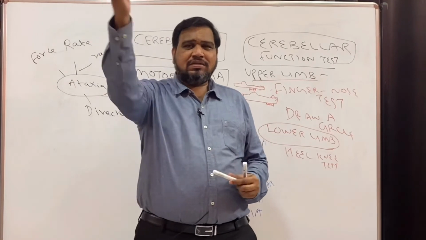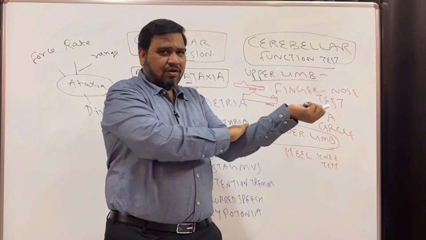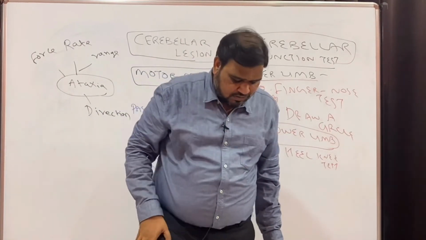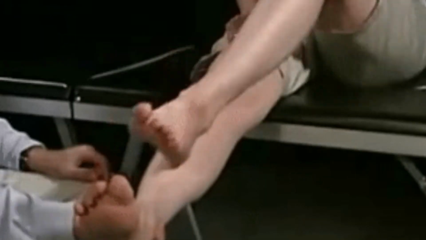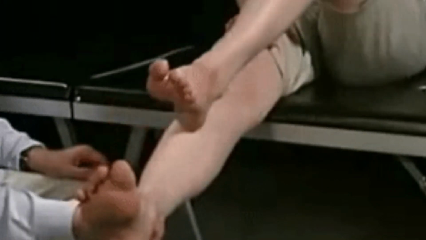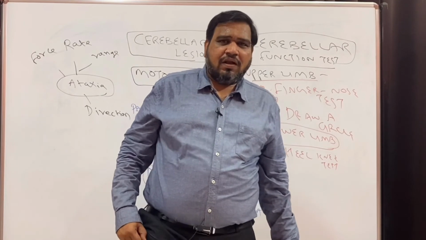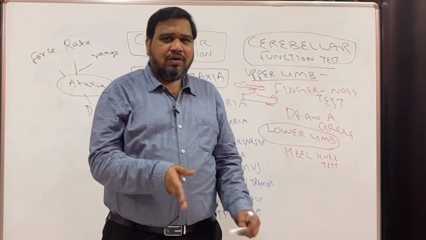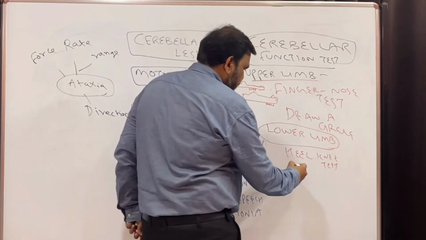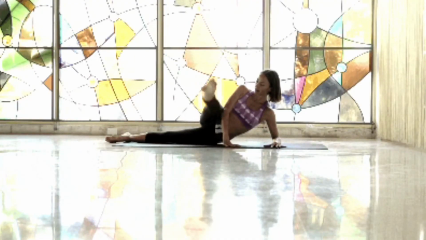Coming to the lower limb, there is a test called the heel knee test. Imagine this is my lower limb and this is the knee of the other limb. Just use your heel and scratch down from the knee of the other leg, and you will have to scratch it straight. That is very important. In case I am having a cerebellar lesion, when I use my heel over the other knee and scratch, I will not be able to do it correctly. My leg will go in a zigzag manner. That is the heel knee test. In the lower limb, I can also draw a circle, but here I will be drawing the circle with my leg, the same phenomenon.